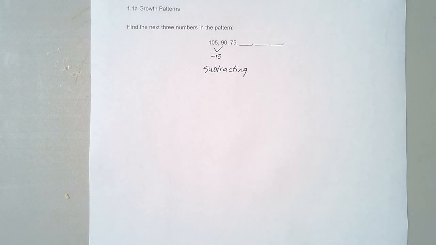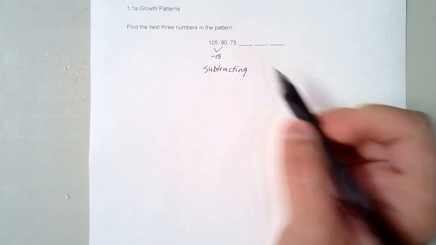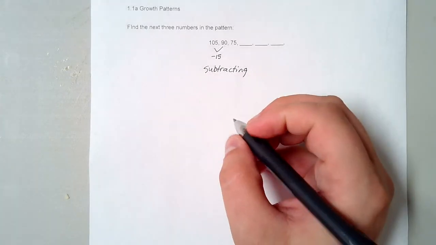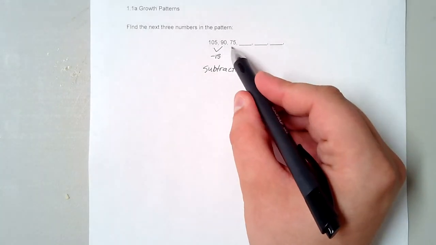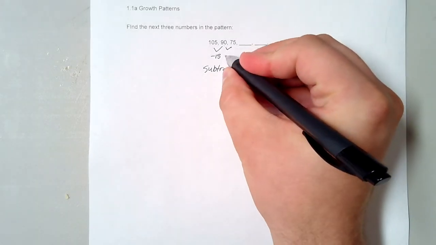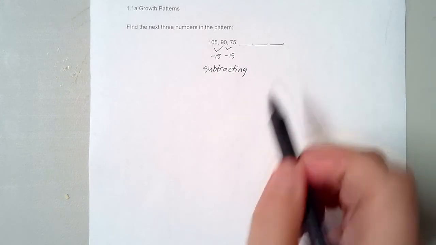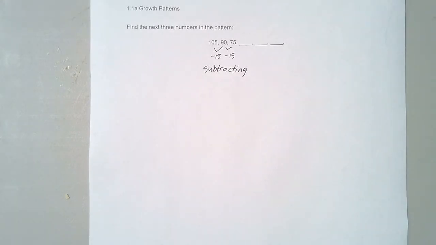And so then I'm going to say, all right, does the same thing work? If I'm going from 90 to 75, if I subtract 15 from 90, do I get to 75? Yes, it turns out we do. So I'm noticing that this pattern is subtracting 15 every time. So what are my next 3 numbers going to be?